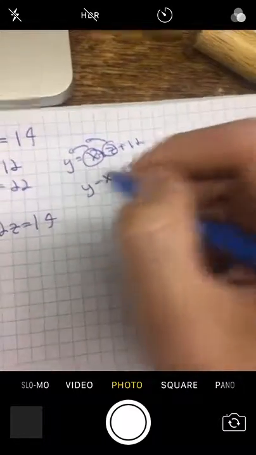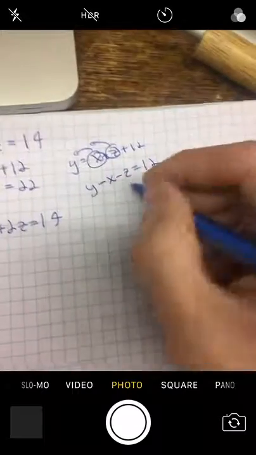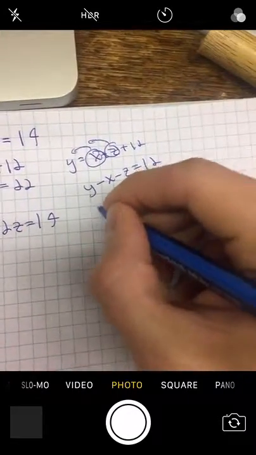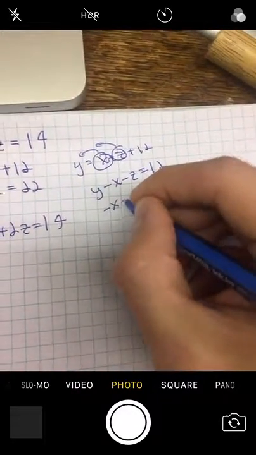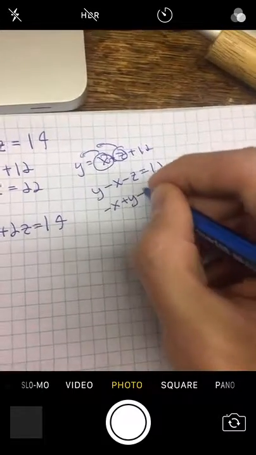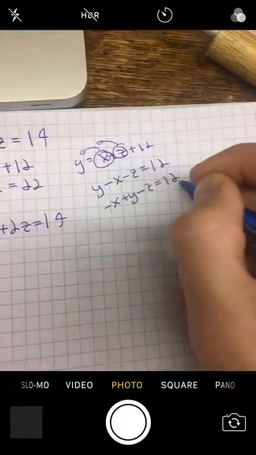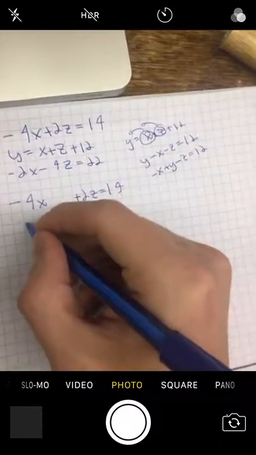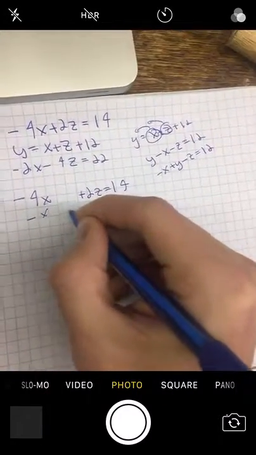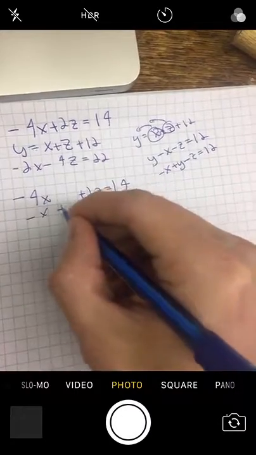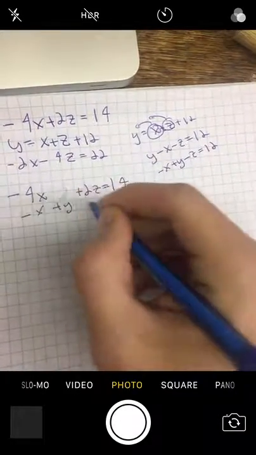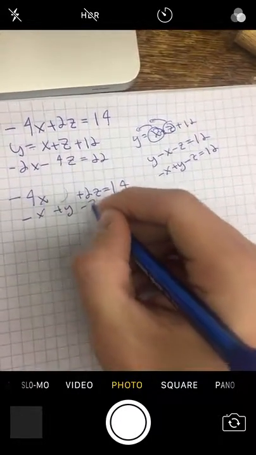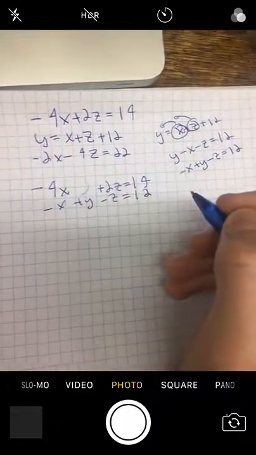All the x's, y's, and z's are over on the left side. But now they're out of order. So get them in order now. Just rewrite so that the x is first, the y is second, and z is third. And now I can go put this back over here. So I've got negative x plus y. See, there's no y in that first one. Minus z equals 12. Cool.